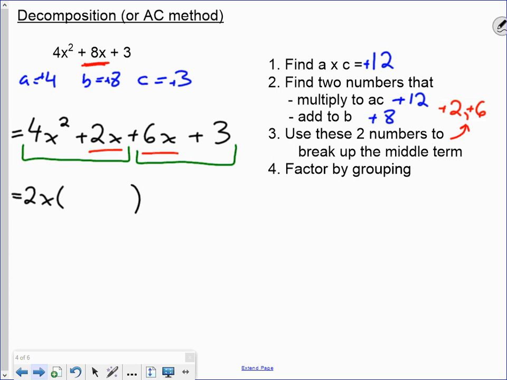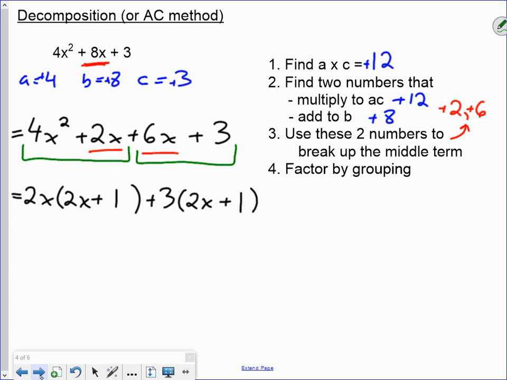And then we've got to think about, okay, what do I need in these brackets? So 2x times what gives me 4x squared? I'm going to need a 2x. And then 2x times what gives me 2x? Just a 1. And then I'm going to look at my second two terms. And what is common between my 6x and my 3? Well, both are divisible by 3. There isn't an x term common to both of them. So what's going to go in the brackets here? 3 times what gives me 6x? 3 times 2x gives me 6x. And 3 times 1 gives me 3.